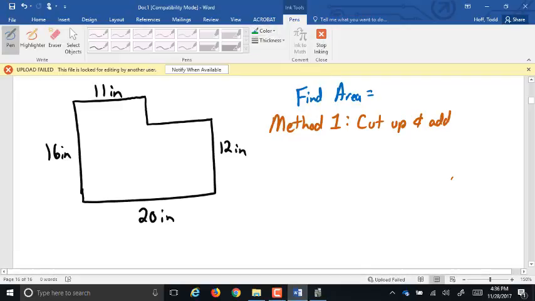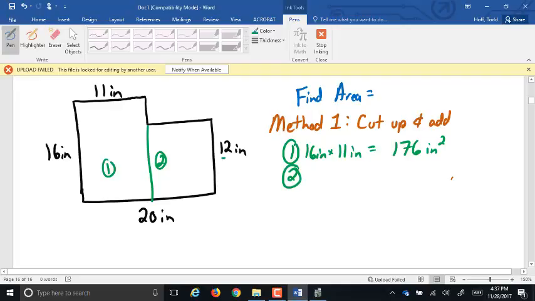What do I mean by that? Well, there's two different ways I can cut this up. I can cut it like this and have two rectangles, 1 and 2. Or I can cut it like this and have two rectangles, 1 and 2. It doesn't matter either way. I'm going to leave it like this. Rectangle 1 is now 16 inches by 11 inches, which is 176 inches squared.